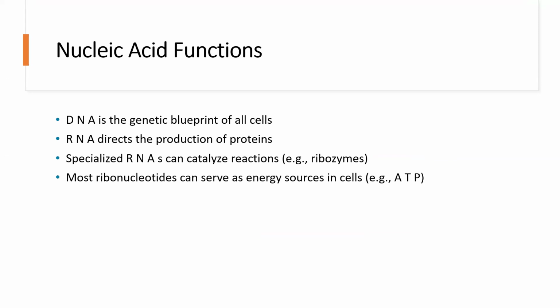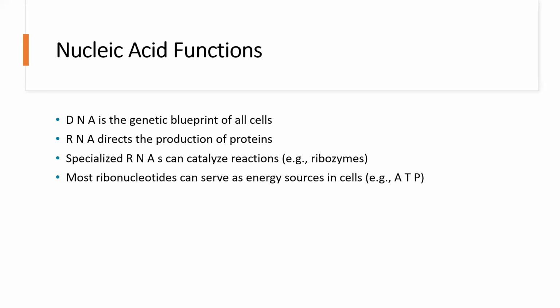Now, our nucleic acids have a couple of different functions. We're going to talk about a couple here. We'll talk about some more later on for RNA because they've got a bunch of different stuff. But DNA is going to be our genetic blueprint. It has all of our genes. RNA, one of the big things it does is it directs the production of proteins. There are a couple of different RNA types that are involved in that process, which we'll talk about later on. And then we have some specialized RNAs that can help catalyze reactions. Those are called ribozymes.